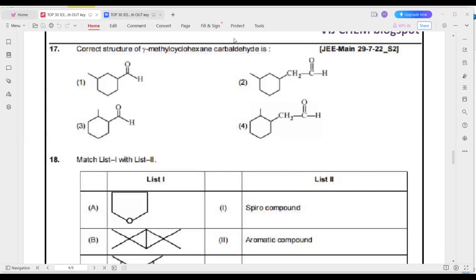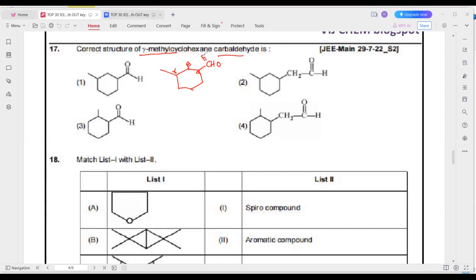Up to now we have studied cases where the structure is given and you have to write the name, but here the name is given and you have to write the structure. First you will write cyclohexane. This is cyclohexane. Carbaldehyde. This is carbaldehyde. Then this becomes alpha, this becomes beta, this becomes gamma. And on the gamma, we have to write methyl.